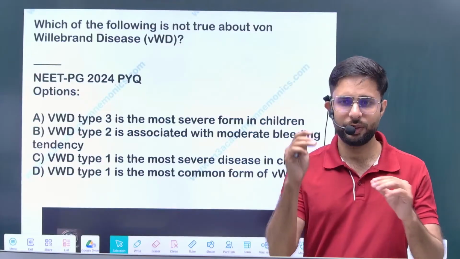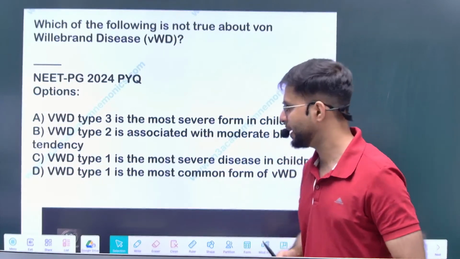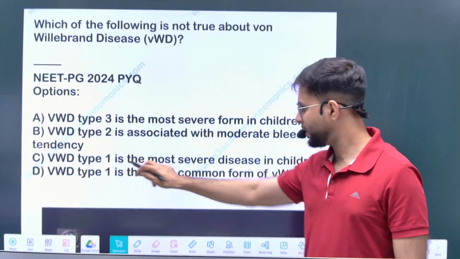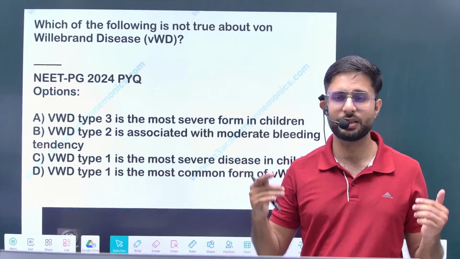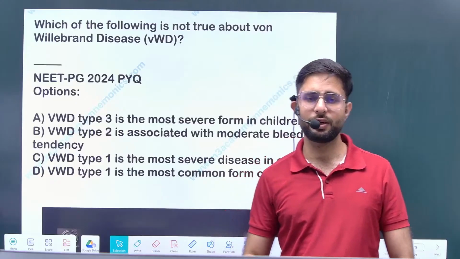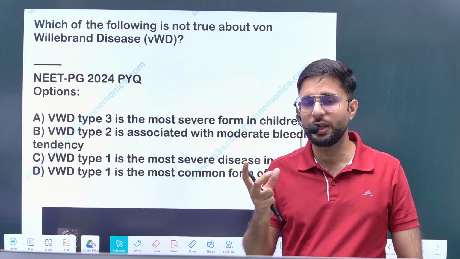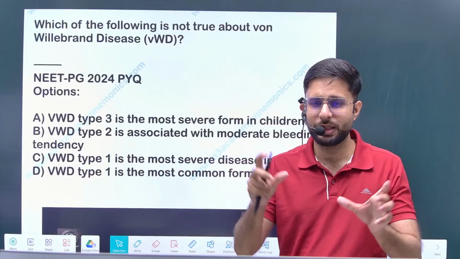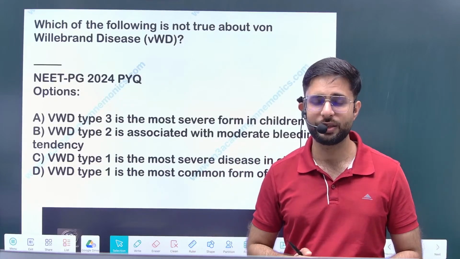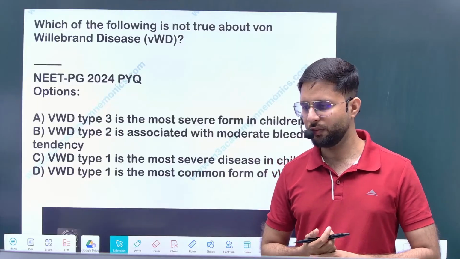Yes, type 2 means the second person in between, meaning moderate bleeding. And then again, type first is most severe? No, type 1 is most common. Now, type 1 is most common because the first person, the topmost person, feels more free, so they choose this position most commonly. So we can say type 1 von Willebrand disease is the most common von Willebrand disease.